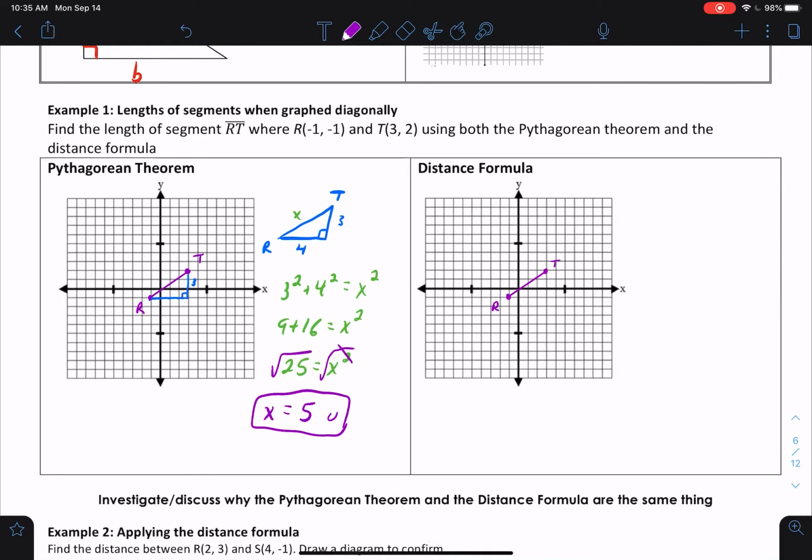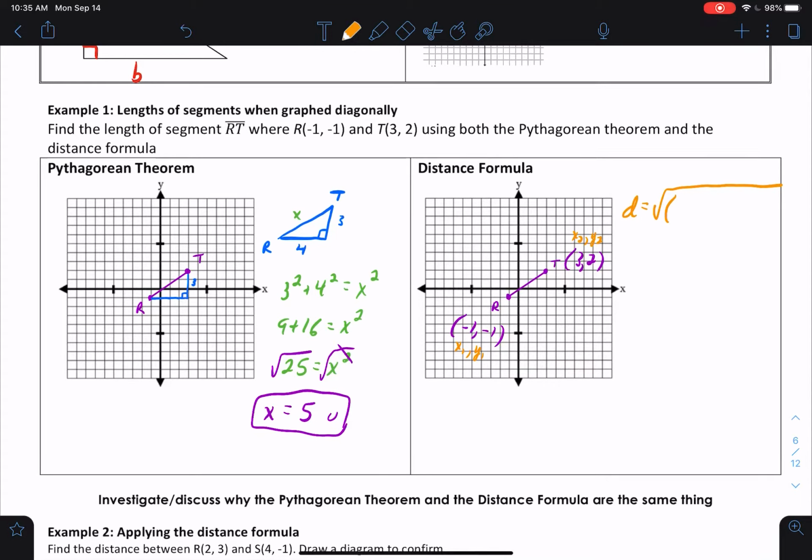Okay, so now what about the distance formula? Let's see that the distance formula is going to give us the same answer as the Pythagorean theorem. So R was negative 1, 1 and T was 3, 2. To use the distance formula here, distance is equal to the big square root of x sub 2. It doesn't matter which one you choose. I'm going to say this is x sub 1, y sub 1, and this is x sub 2, y sub 2. It doesn't matter as long as you're staying consistent.